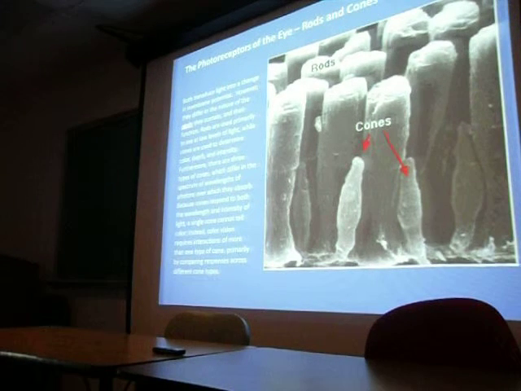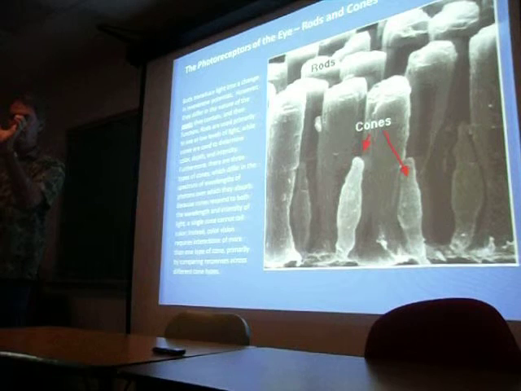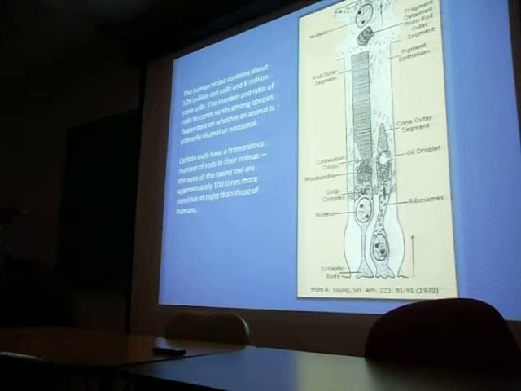Opsin is the name of the protein that's in the membrane here. And there are many stacked membranes inside this rod here. The opsin is the name of the transmembrane protein that holds the photoreceptors. I'll show you how that works in a second. 120 million rods, 6 million cones. You don't have to remember the numbers, just remember there's a lot more rods than cones.